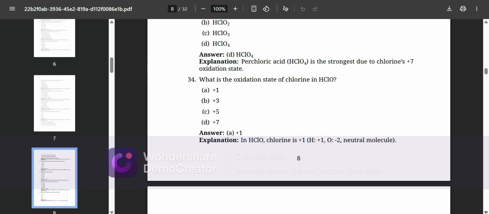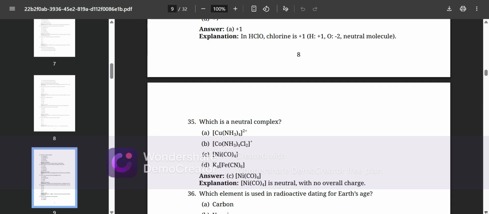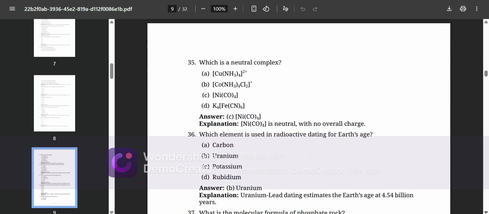What is the oxidation state of chlorine in HClO? +1. In HClO, chlorine is +1. H is +1, O is -2. Neutral molecule. Which is the neutral complex?